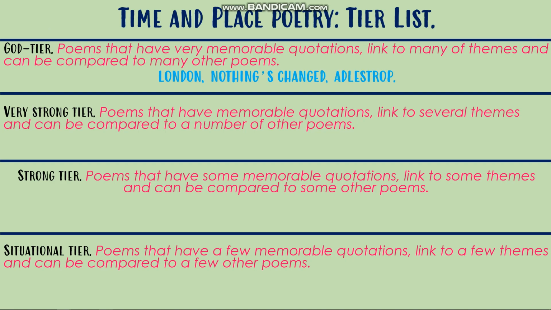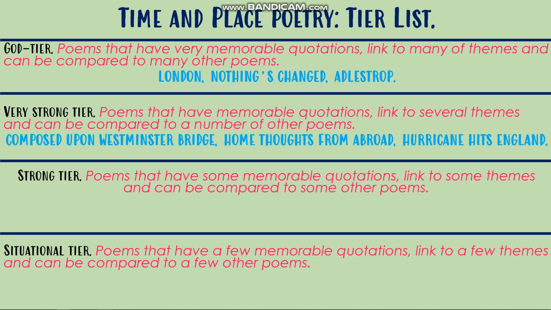So in God tier, I've got London, Nothing's Changed, and Adlestrop, okay? They're slightly varied poems as well, which is good, because I don't want to have 3 London poems in my God tier, or 3 poems about the city in God tier, because then I'm kind of restricting myself when it comes to my revision. But I've got there some short poems, some poems with nice, easy, memorable quotations, with some nice, easy context as well, especially when I think of Nothing's Changed in District 6.